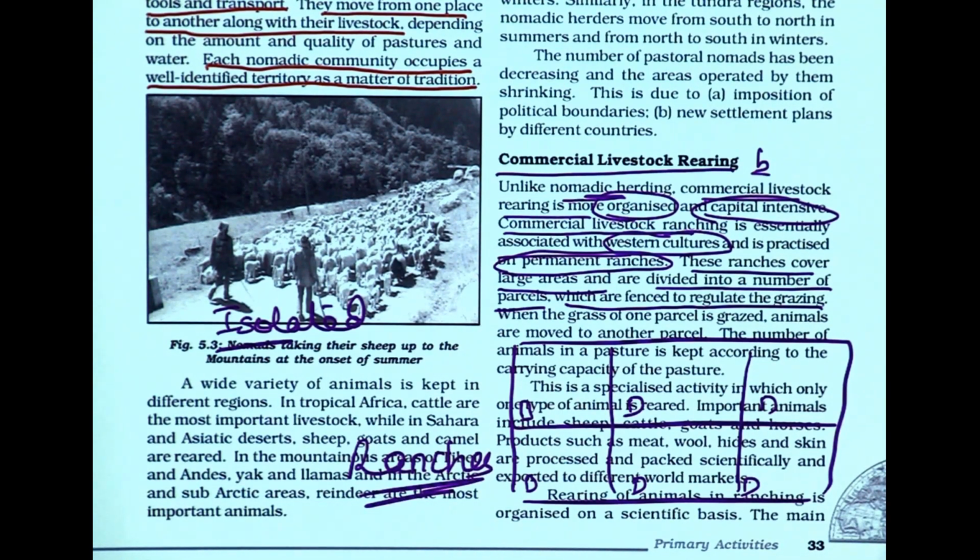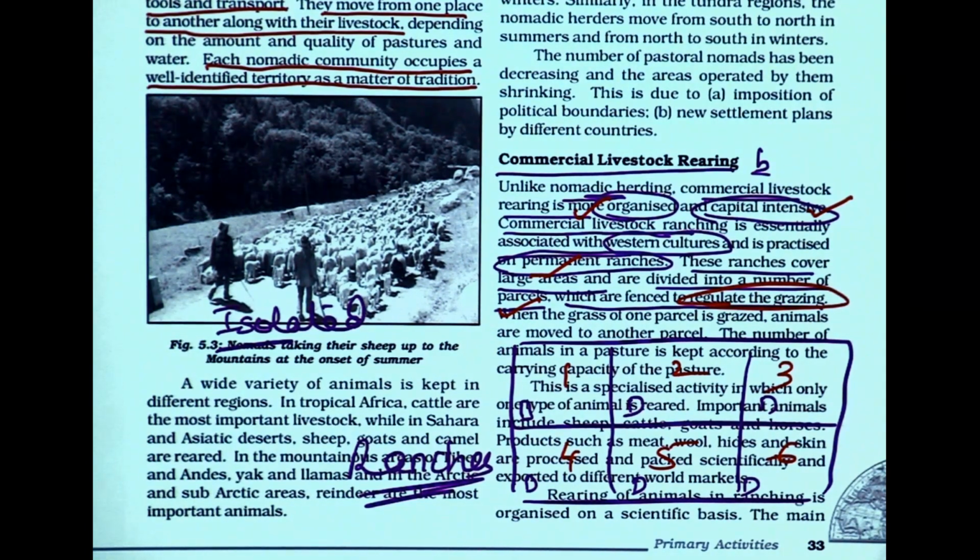So which are the important characteristics that I take with commercial livestock rearing? Number one, it is more organized. Number two, it is more capital intensive. Number three, it has got permanent ranches. And number four, the ranches are divided into parcels. So I have got in my diagram 6 parcels altogether so that I can regulate the grazing.